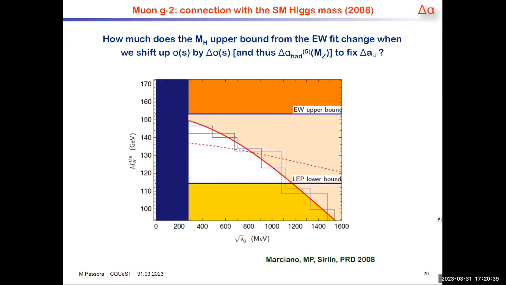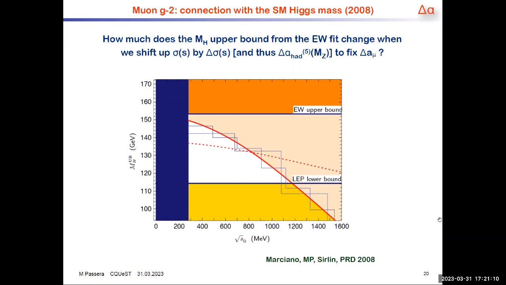It doesn't really matter. The message that we got back then was, you cannot change the cross-section at very high energy, because if you do change the cross-section at high energy, say above, I don't know, 2 GeV, you fix the muon g-2 problem, but you introduce a problem somewhere else. You introduce the problem that the upper bound on the Higgs mass went below the LEP bound. So already back then, we could tell that this was not viable at high energy.